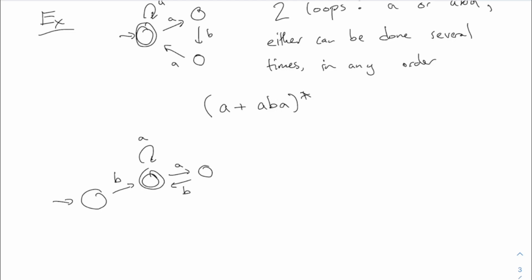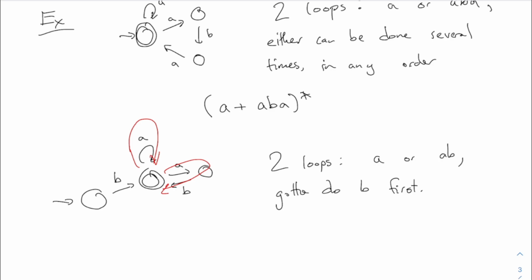All right. What I have here is basically two loops. There's this one and this one, right? When I look at the diagram, my analysis is basically two loops. They are A or AB, but you have to do B first, right? In order to even get there at all, you do B first, and then you can do one or the other of these two loops, and possibly both of them mixed up together.